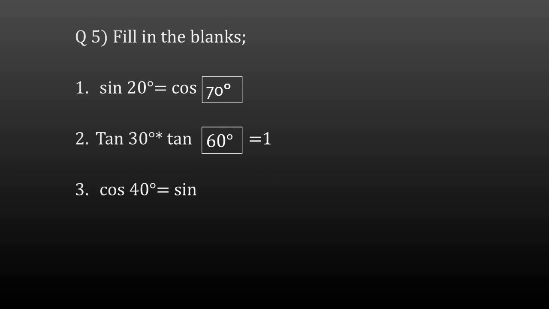Now third is cos 40 degree is equal to sin dash. Again we are going to use the trigonometric relation, that is cos theta is equal to sin 90 minus theta. In the place of theta we substitute 40 degree. So cos 40 degree is equal to sin 90 minus 40 degree, which is equal to 50. So cos 40 degree is equal to sin 50 degree.